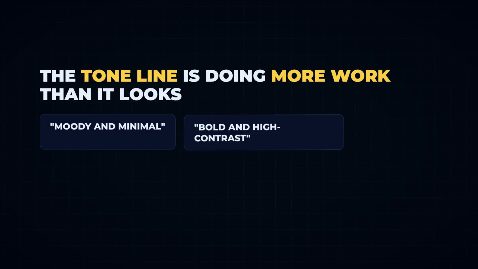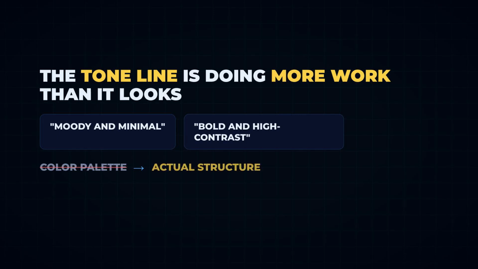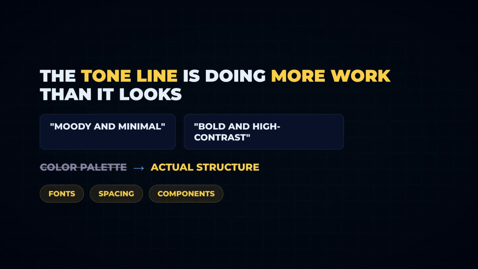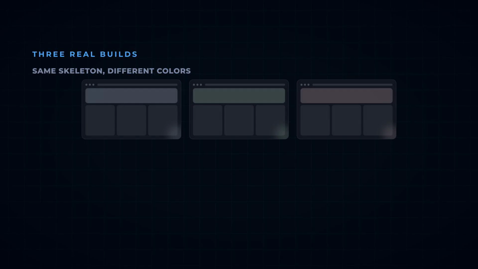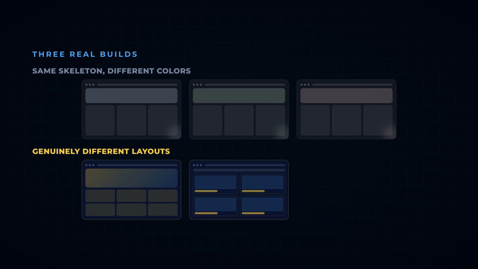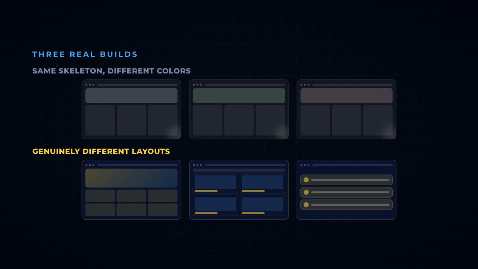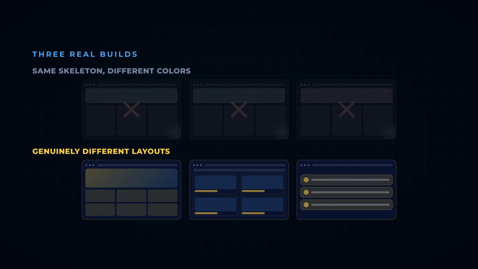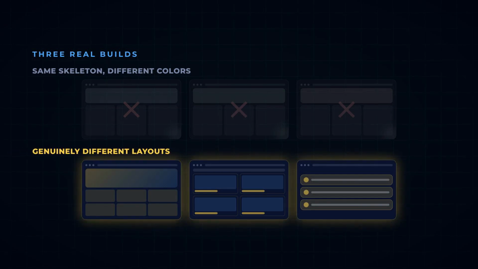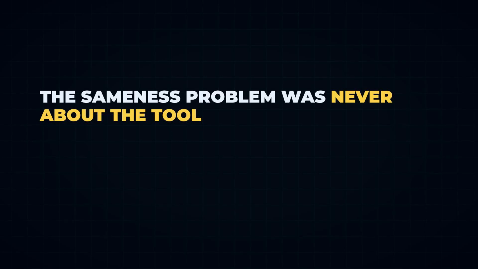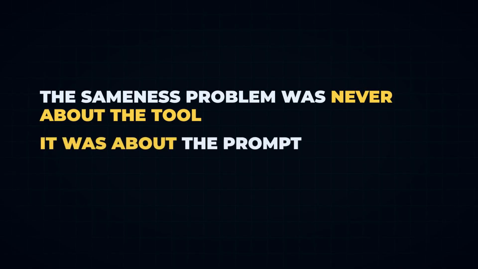Moody and minimal and bold and high contrast don't just change the color palette, they change the actual structure the model reaches for. Different fonts, different spacing, different component choices entirely. You saw that across the 3 builds. A portfolio grid, a product grid, and a big button service list are not the same skeleton wearing different colors. They're genuinely different layouts. The sameness problem was never really about the tool. It was about people typing the same lazy 1-line prompt and getting the same lazy 1-line result back.